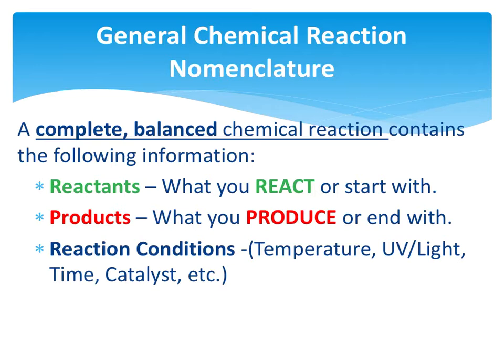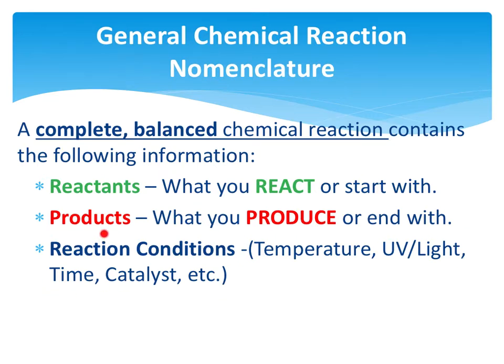A chemical reaction equation is considered to be complete when it's balanced and has the following information: the reactants, the products, and reaction conditions. The last one, the reaction conditions, may or may not be listed with your chemical reaction equation. But you need to specifically have the reactants. Reactants are what you react or start with before you do the chemical reaction. The products are what results when you do the chemical reaction. What do you produce? What do you make? Or what do you end with?